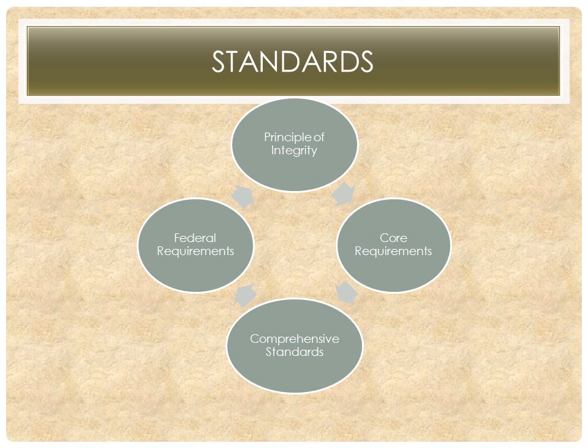When we look at SACS, SACS is evaluating the college in four different categories: the principle of integrity, core requirements, comprehensive standards, and federal requirements. So I'm going to focus my attention on those four categories with regard to online learning.